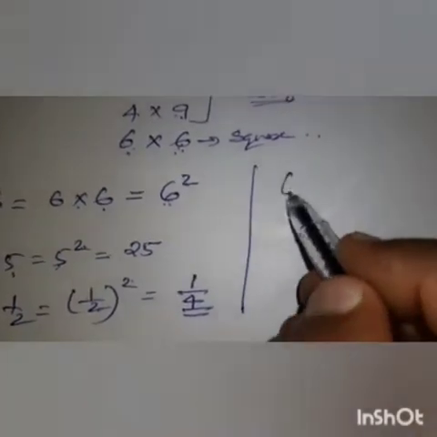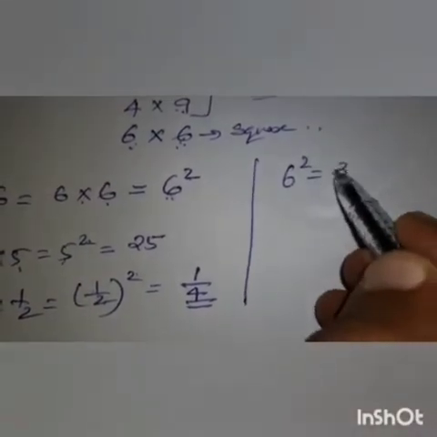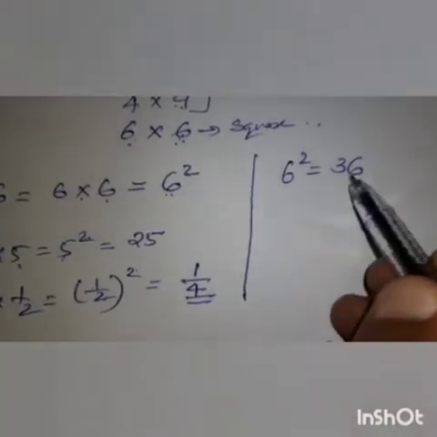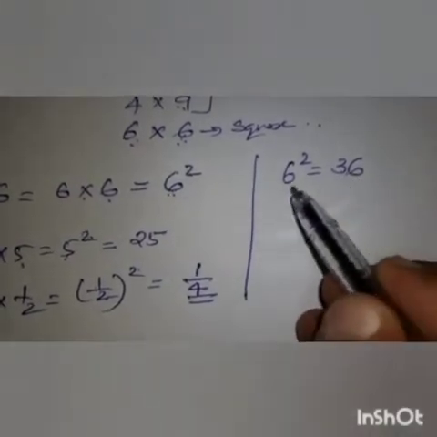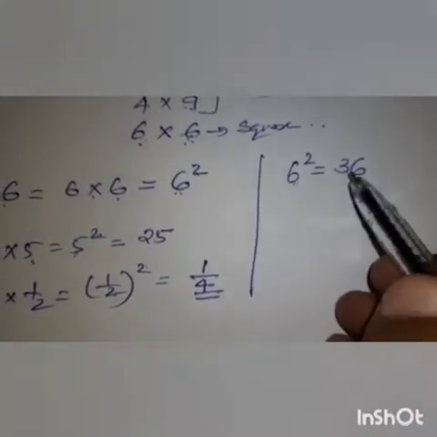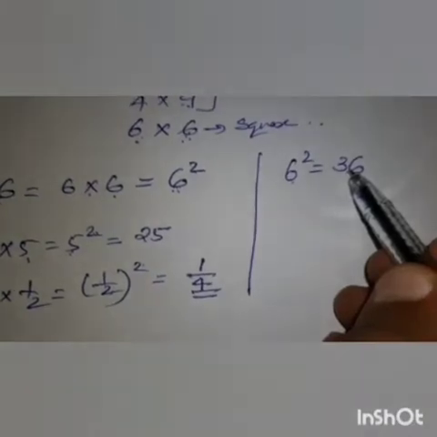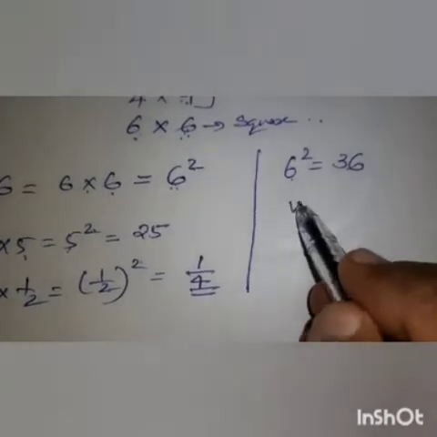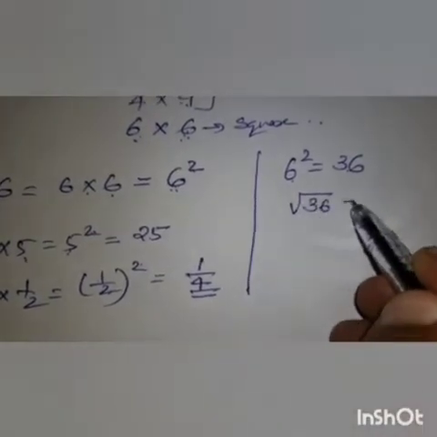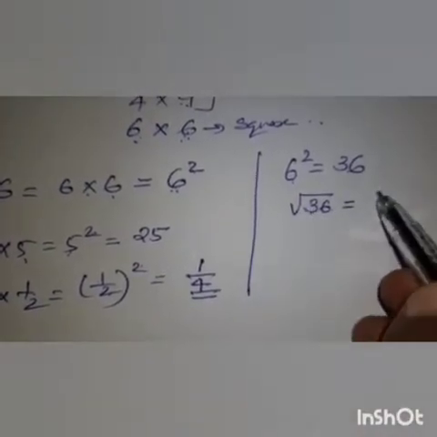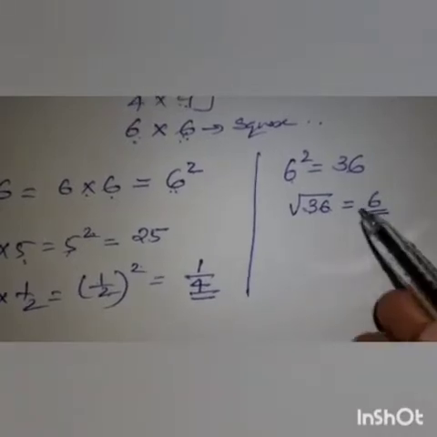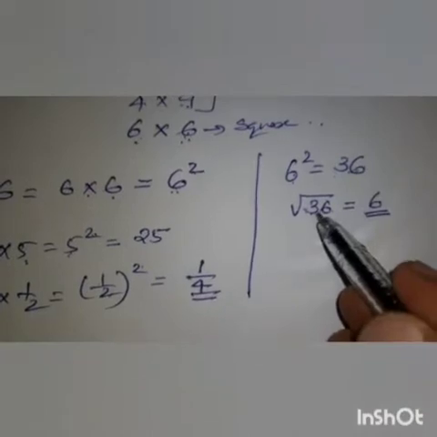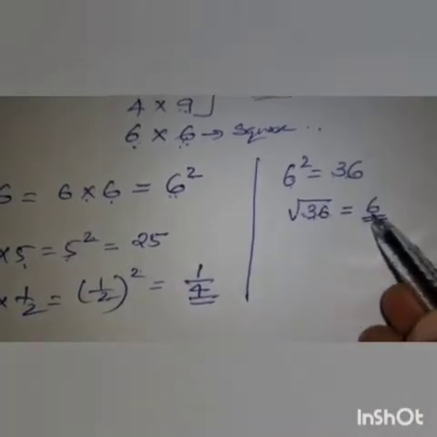So the square of 6 is how much? 36. Or you can write it in reverse. Square root of 36 is 6. That should be written like this: root 36 is equal to the square root of 36. The answer we are getting is 6. That is the reverse of this one. 6 square is 36. Square root of 36 is 6.